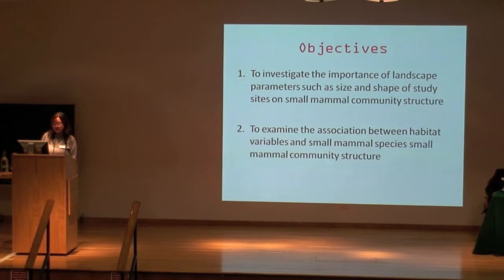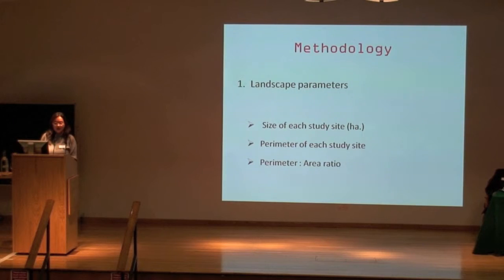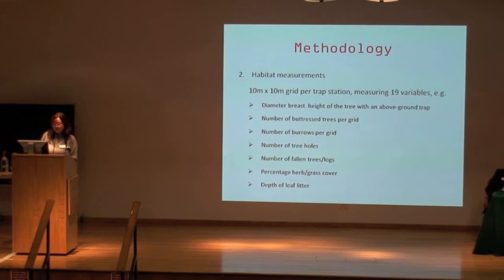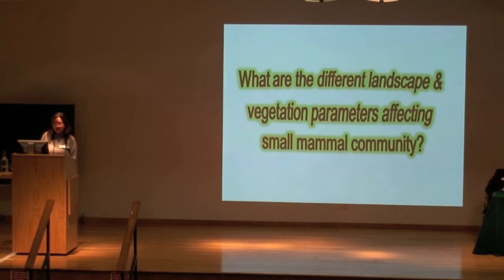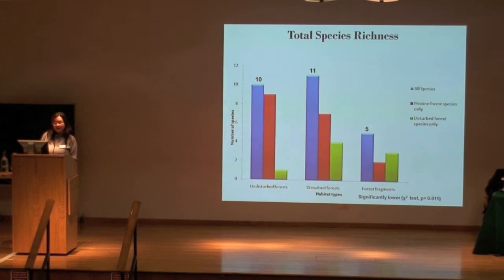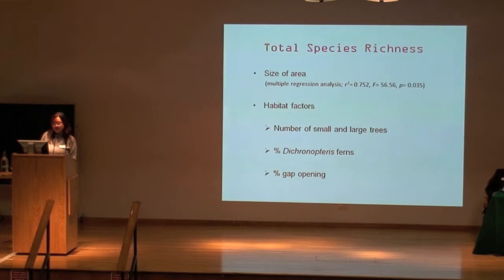So my next question in my PhD research is, what causes all this variation in small mammal community structure? So I look at the landscape and habitat parameters that can find out what causes each one to be found there. The landscape and habitat parameters are measured, and here is the result. Factors which affect total species richness are things like the size of an area. If you have a larger area, you will have more species.